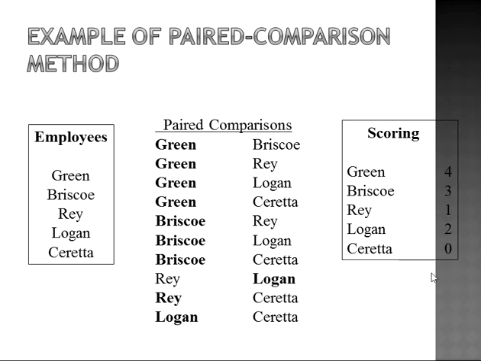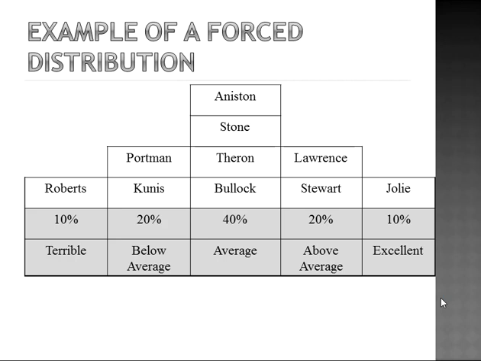Now let's look at the other one, the example of a forced distribution. Now this should sound somewhat familiar. In a standard way in which we do a curve for grading, for example, we may try to make it look like a normal distribution, a forced distribution. So some people are going to be forced to be in one tail end of the curve, another group is going to be forced to be at the upper end of the curve, where most of the individuals are going to fall in the middle of the curve. That's what we're seeing here. So we have in the middle here a bunch of individuals, Aniston, Stone, Theron, and Bullock, average 40%.